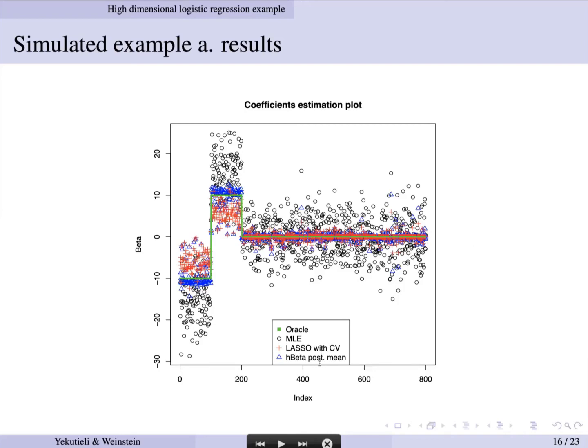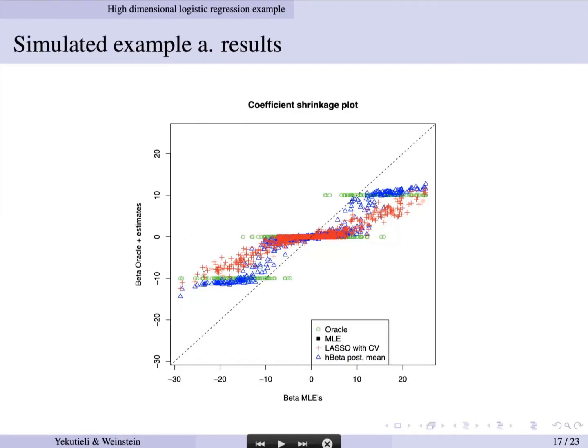The blues are our posterior means. They're kind of better, I think. They're closer to the real values, but they miss by a little, okay? For the minus 10s, they're kind of too small. For the plus 10s, they're kind of too big, but not that far off. And for the 0s, they're around the middle, okay? It's clear what this graph is. On the x-axis are the actual values of the parameters. On the y-axis are the different estimators, okay?